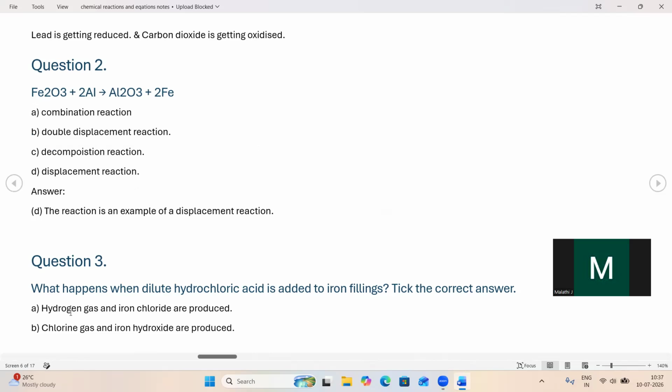What happens when dilute hydrochloric acid is added to iron filings? Hydrogen gas and iron chloride are produced. We saw the experiment. When you take iron, you should add hydrochloric acid to it. Hydrogen gas will be evolved. Chlorine gas and iron hydroxide are produced.